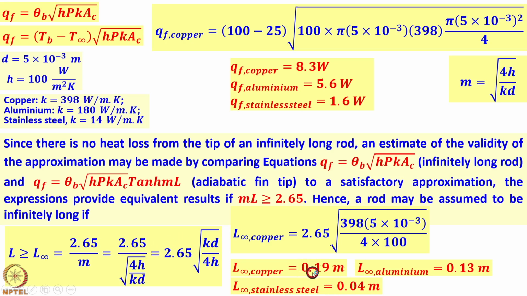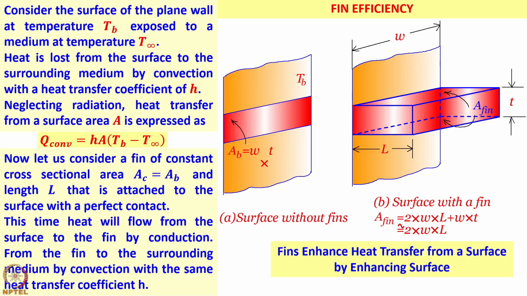So L of copper is 0.19 meters and the length of aluminum is 0.13 meters, but in spite of using 0.13 meters it can dissipate only 5.6 watts. So it is ideal to use either copper or aluminum. Stainless steel is definitely not good because it is going to dissipate only 1.6 watts and it is not effective beyond a length of 0.04 meters. So here copper is effective up to 0.19 meters and it can dissipate a heat of 8.3 watts. So we have to take this into consideration.